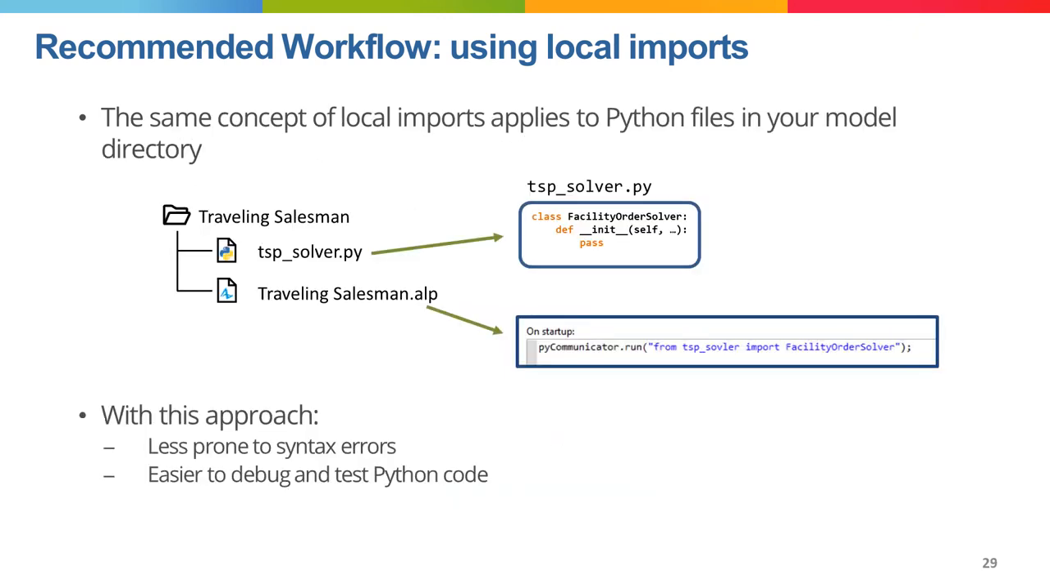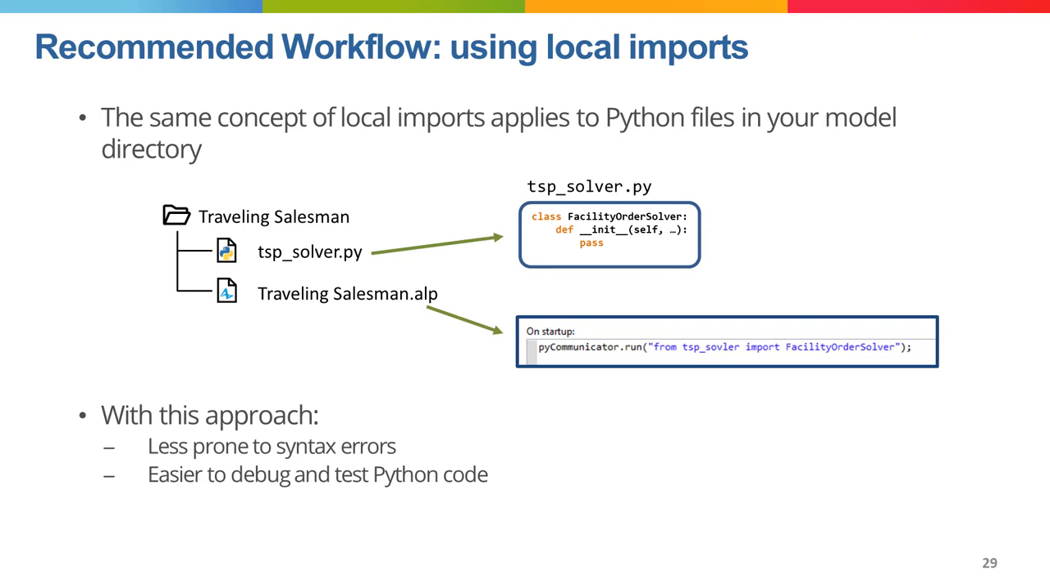A similar concept applies with Pypeline when you launch from an AnyLogic model. You can import Python files located in the same directory as your model source file, or the model's ALP file. Pretty much all the examples I've made import from a local Python file, which contain the bulk of the Python code. Arranging the solutions this way has a few major benefits.